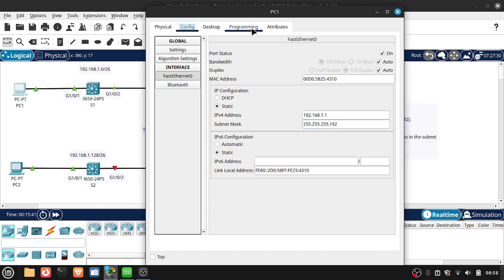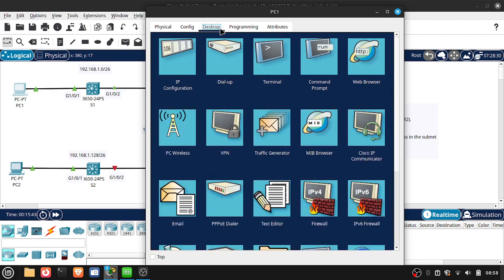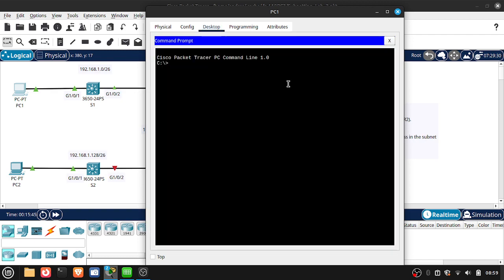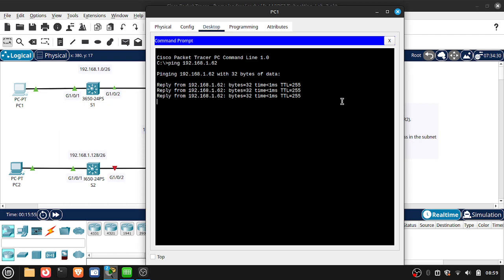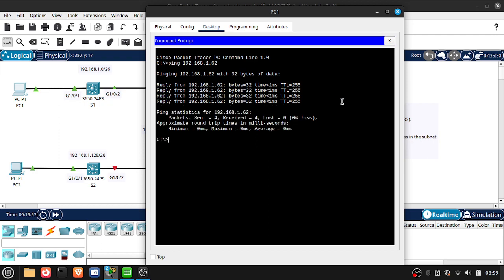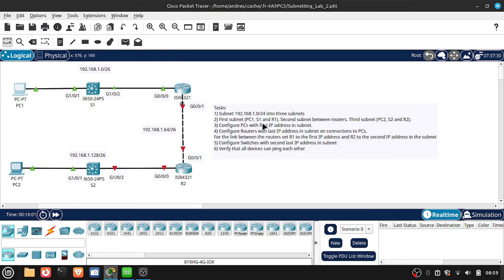That's it, and we should ping our default gateway, 192.168.1.62. Yes, we can. So this local area network is finished, and now we are going to configure this local area network that is gigabit 0/1.